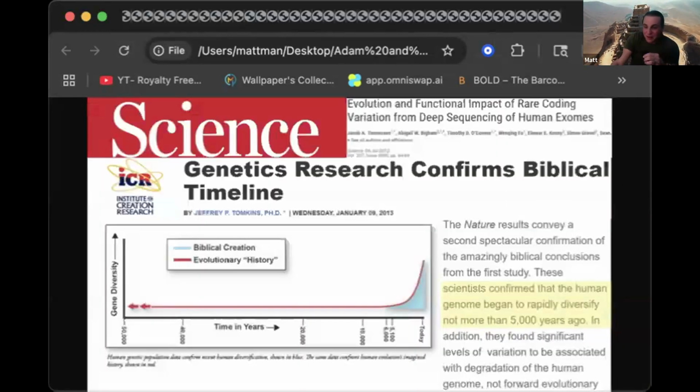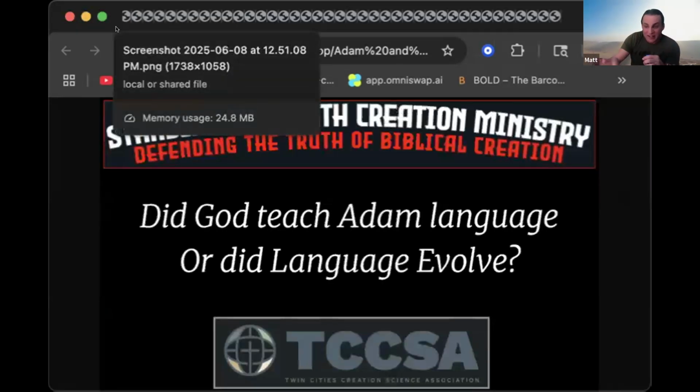So then we look at mutations that just randomly appear out of nowhere that are extremely detrimental. And they look at that. All of evolutionary history, there's none. And then right at around a little less than 5,000 years ago, they shoot up out of nowhere. I wonder what that could have been. Could it have been the flood? I think so. So, did God teach Adam language?